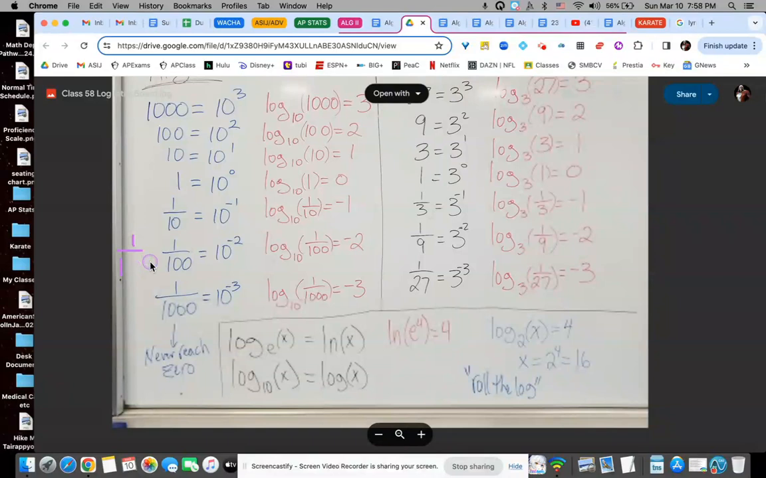What I want you to see is how these exponents have become linear numbers. It just goes 3, 2, 1, 0, negative 1, negative 2, negative 3. It's very, very linear. The exponents are linear, even though these numbers are exponential.